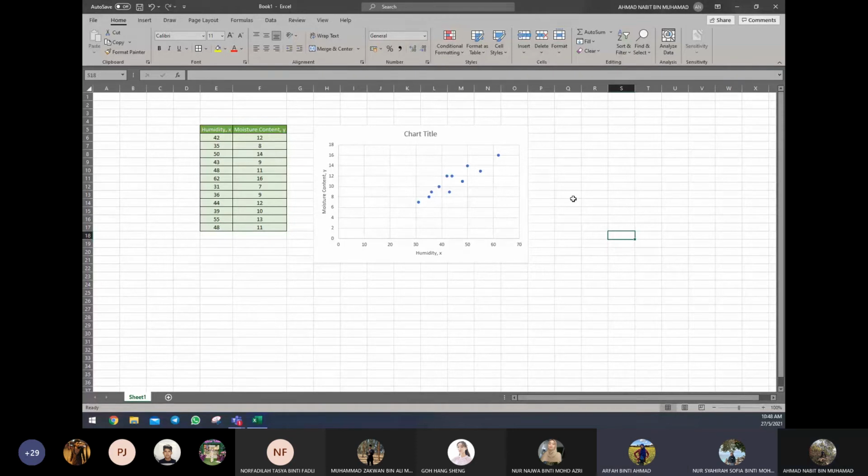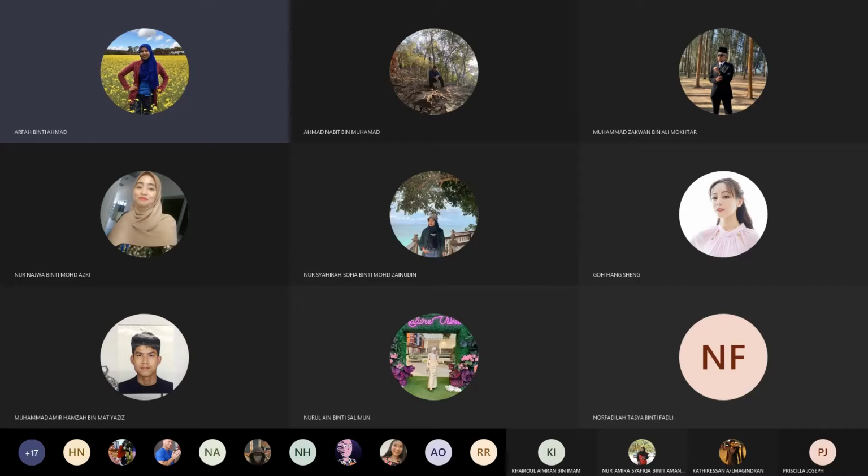Tu. Ni betul. Tapi pun tak lengkap. Chart title, line tak ada. Jain ada, jap saya tunjuk. Okay, thank you Nabid dan juga ni Yaya. So, nak letak dia punya line tu. Sekejap. Mana? Humidity X.